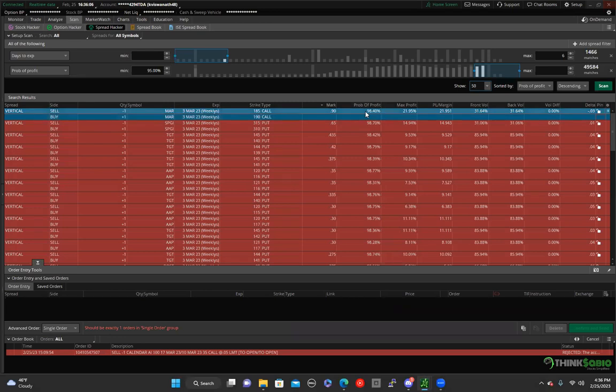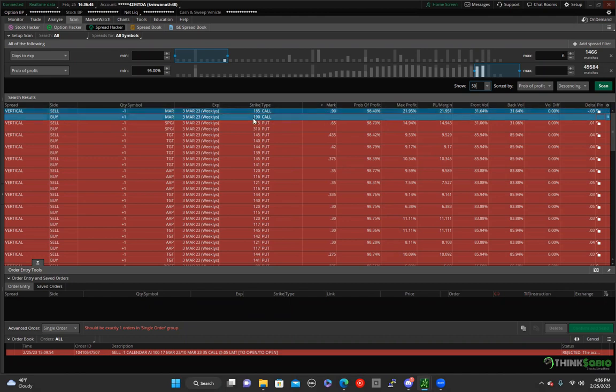Now, anything can happen, right? You may lose this trade even though you have the highest probability, but hey, options is all about probability. It's all about how much probability you have to win. And then let's just say you want to do this trade, and this is a vertical. They are buying the 3rd March 2023 190 call, and then they're selling the 185 call. That means they are bearish on this stock. This is Marriott, MAR is Marriott.